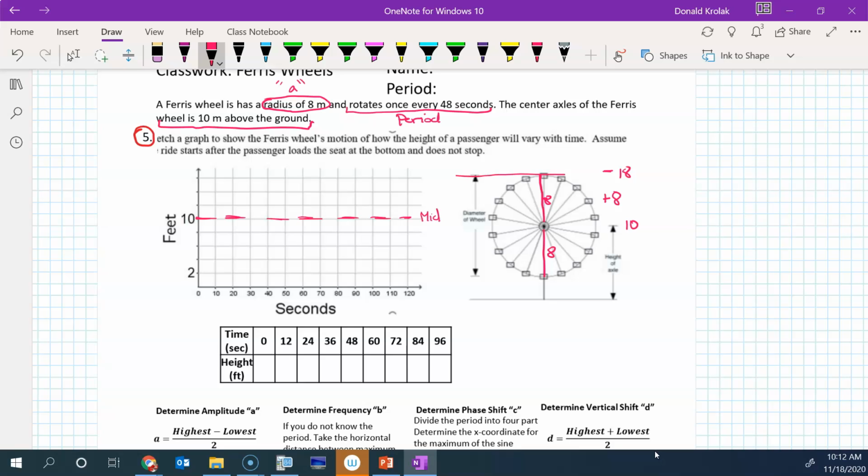So let's see, 10, 12, 14, 16, I got to fudge it a little bit, 18. All right. And JC, how about the low point, the minimum? Yep. Subtract 8, which gives 2.